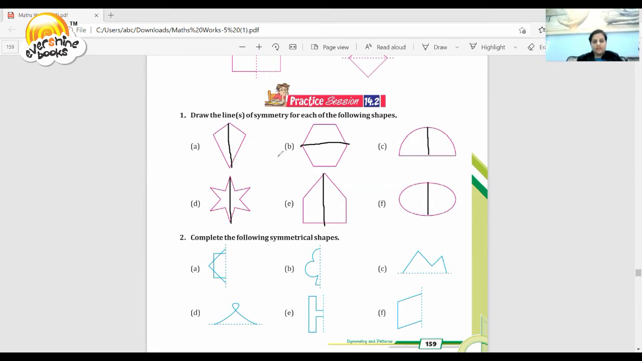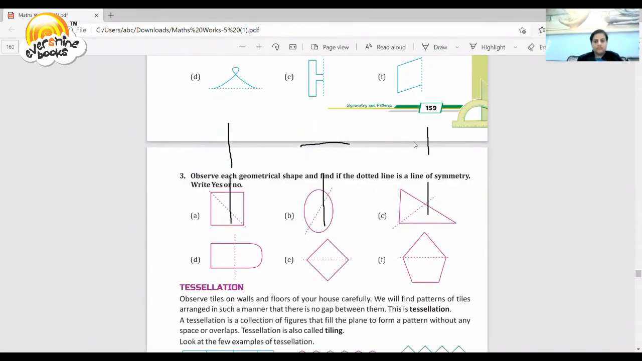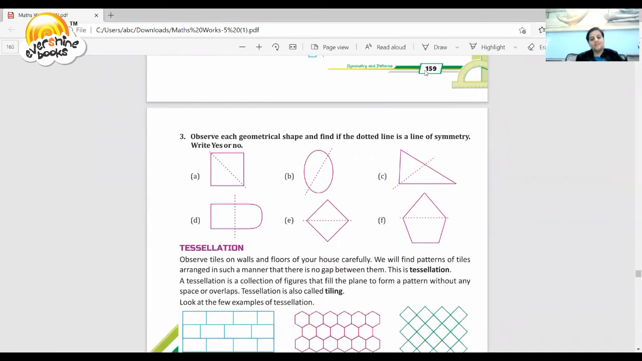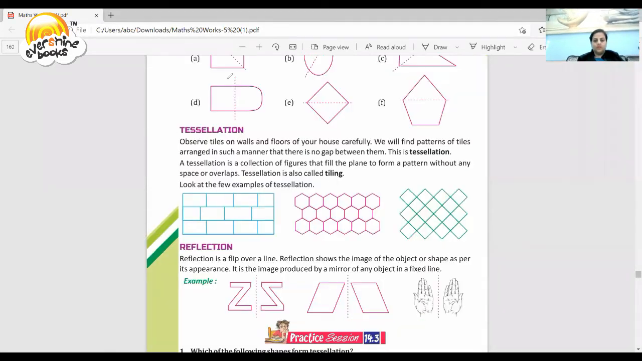Complete the following. You will complete these shapes in the book. Now, observe each geometrical shape and find if the dotted line is a line of symmetry or not. See, is it symmetry? No. It can be symmetry, but it is not symmetry, because here it is three lines, and here it is not. Here it is straight, here it is curved, so it cannot be like this. So this is called symmetry.